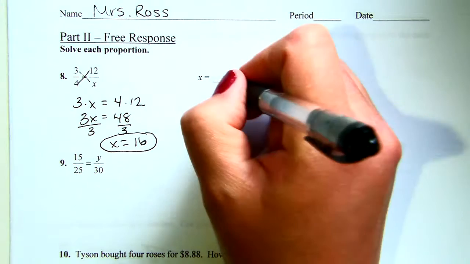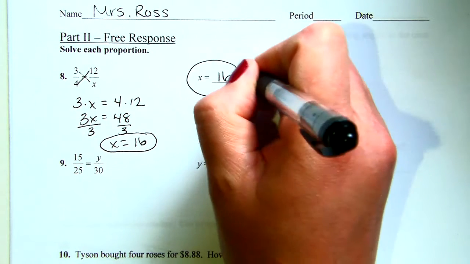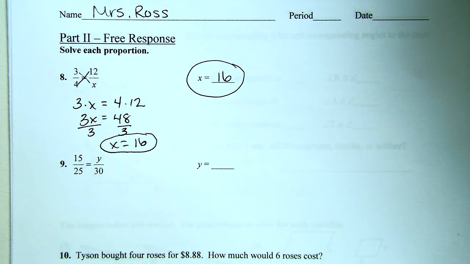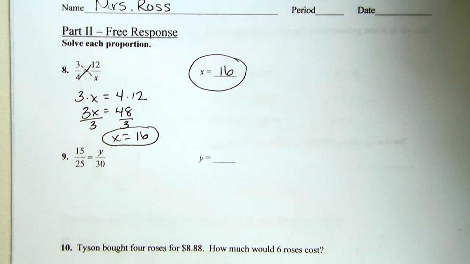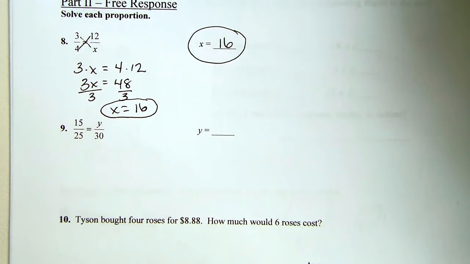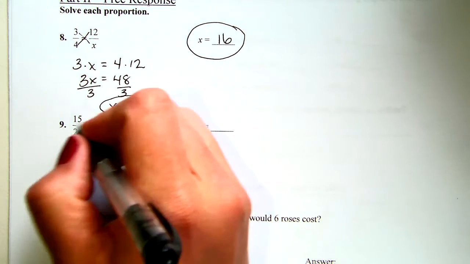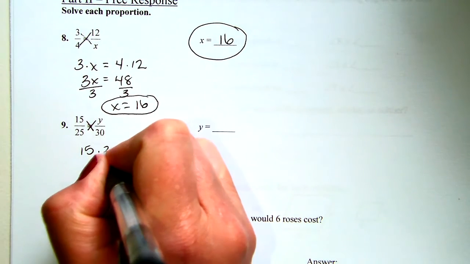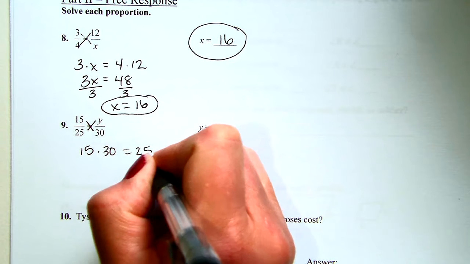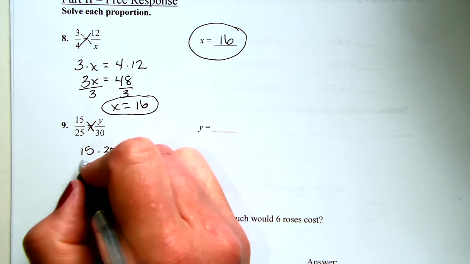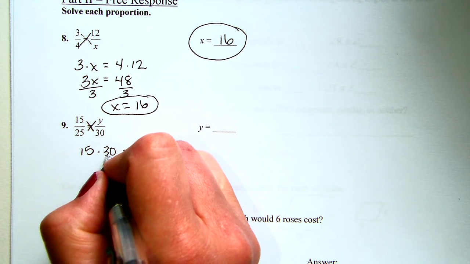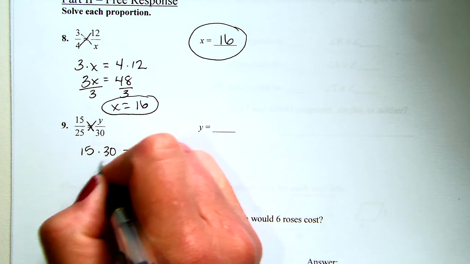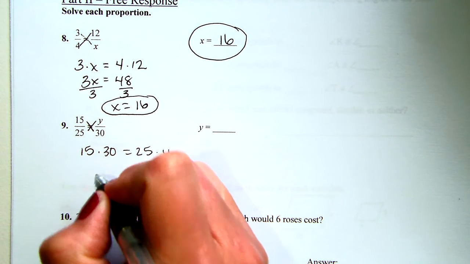Next, for number 9, we have 15 over 25 equals y over 30. So I'm going to cross multiply again. 15 times 30 equals 25 times y. I know that 15 times 3 is 45, so I'm going to add a 0. That's a shortcut for us when we have to multiply large numbers. So I'm going to get 450 equals 25y.